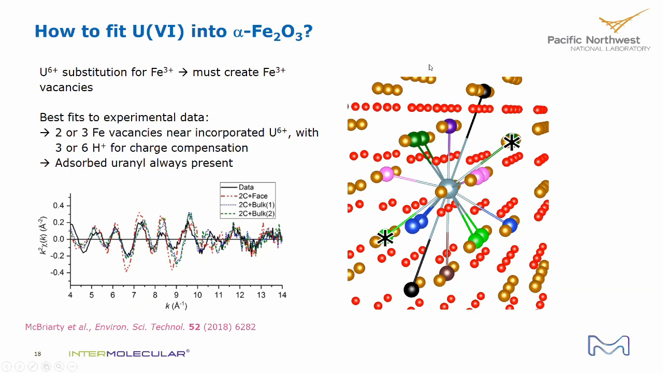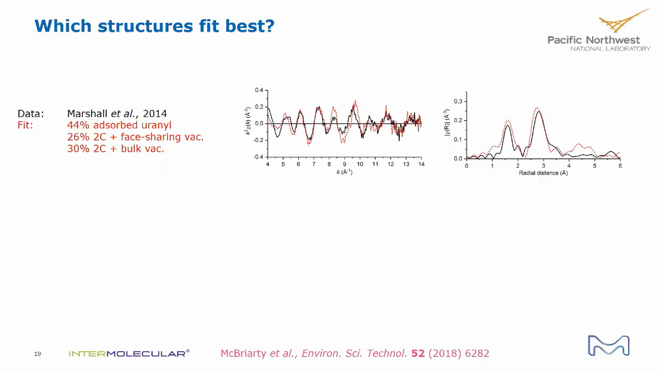fits. And in fact, the best fits that we get have this particular configuration where we've got these 2 corner sharing vacancies marked by asterisks here. I'll call it just a 2C configuration. We can get pretty good fits if we assume that we have some sort of 2C configuration vacancies as well as adsorbed uranyl. And so we show a couple of fits here.